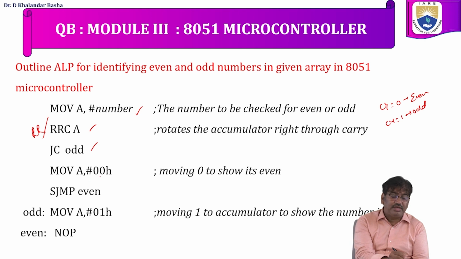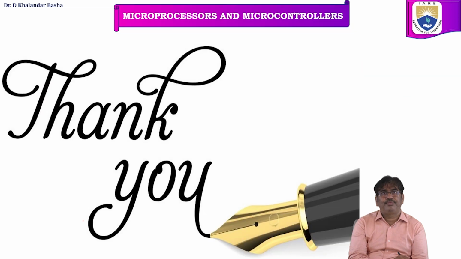If the condition fails, that is, if carry flag is equal to 0, the subsequent instruction executes, so accumulator will be cleared. Then we will go to even where we don't have any instructions. You can halt. You can stop the program.